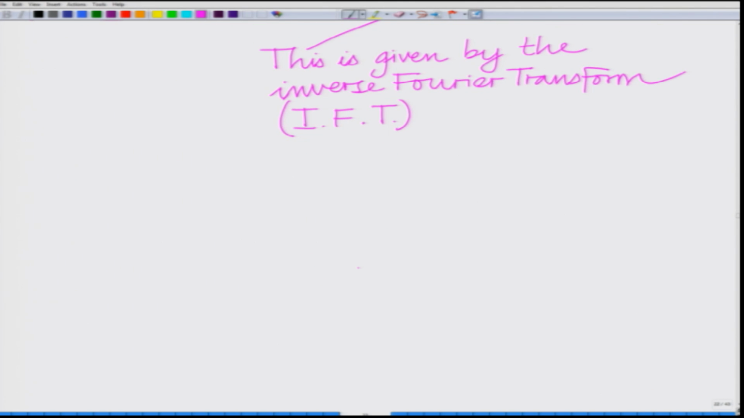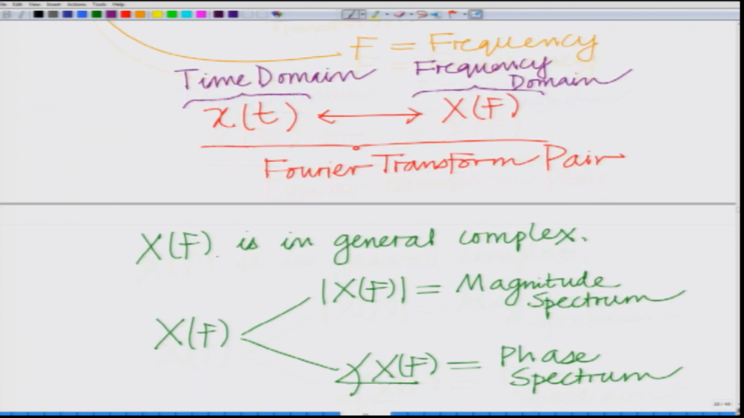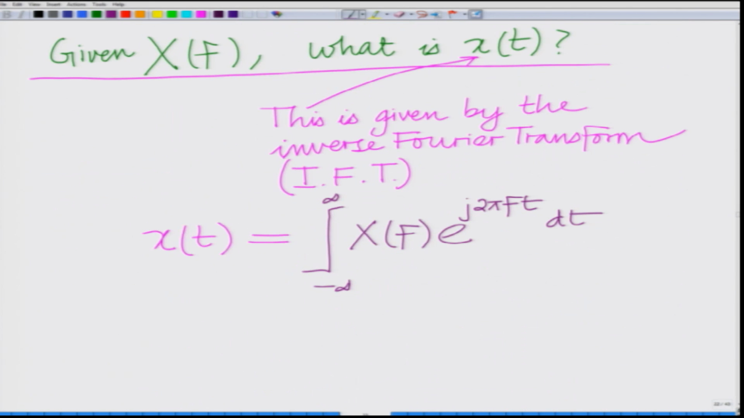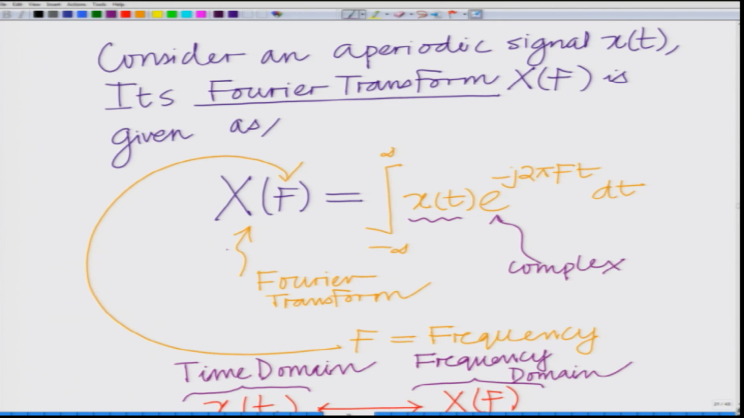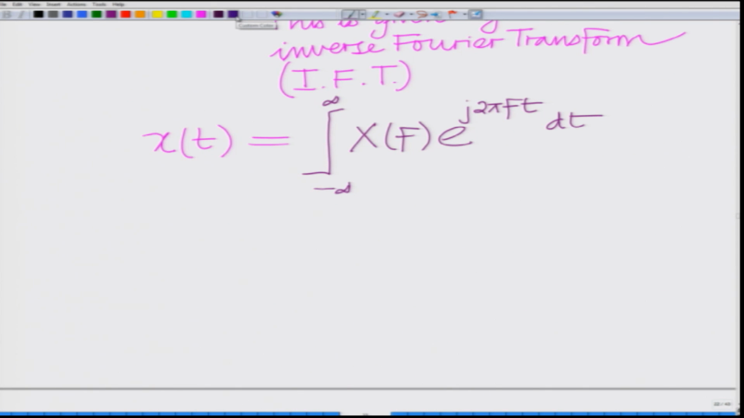The inverse Fourier transform can be defined as follows: the signal x(t) corresponding to X(f) is given as the integral from minus infinity to infinity of X(f) e to the power of j 2 pi f t df. So, notice that for the Fourier transform we have e to the power of minus j 2 pi f t, and for the inverse Fourier transform we have e to the power of j 2 pi f t. This is the expression for the inverse.